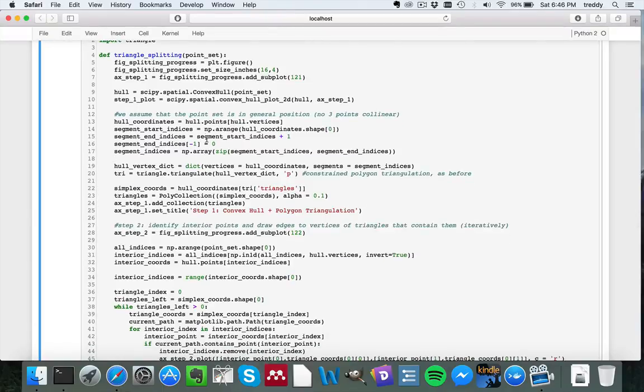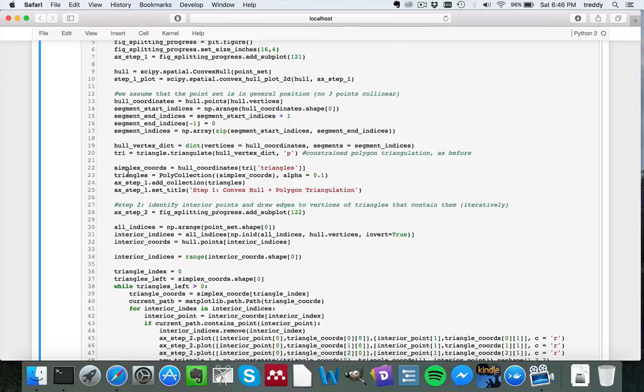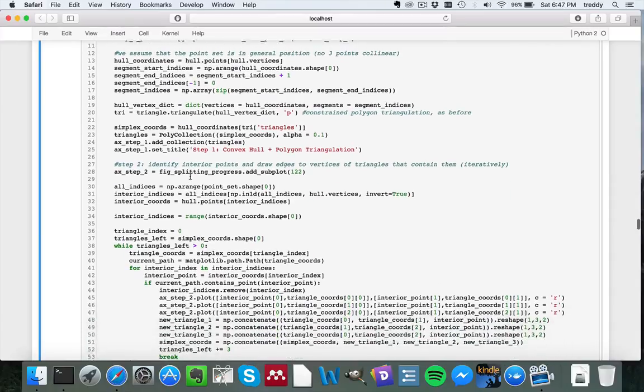And then we're basically pulling out the segment indices, because that's used as input to the triangle library. So this is the constrained triangulation, not the Delaunay triangulation, which we'll talk about in a little bit. And then we take the simplex coordinates, so this is the coordinates of the triangles, and we plot the triangles, which is just for visualization purposes.